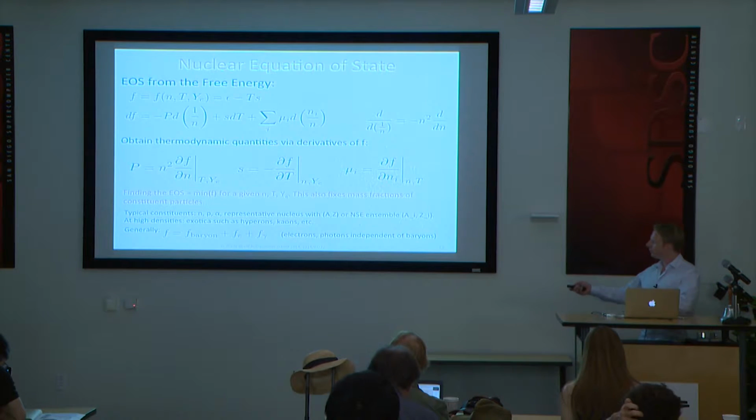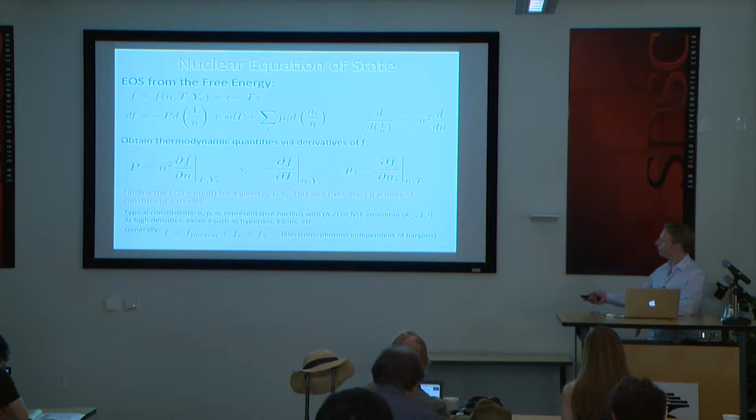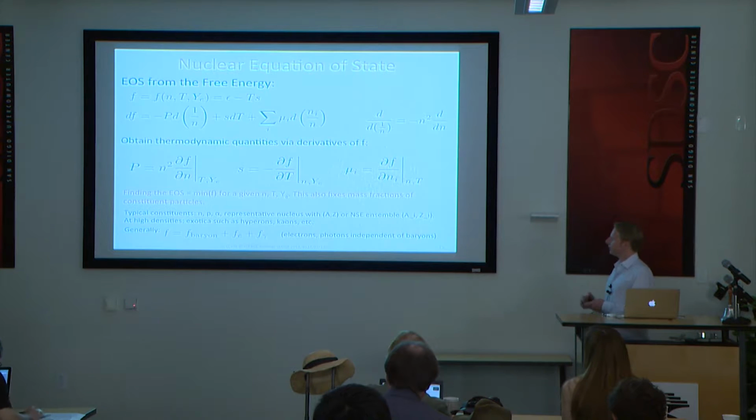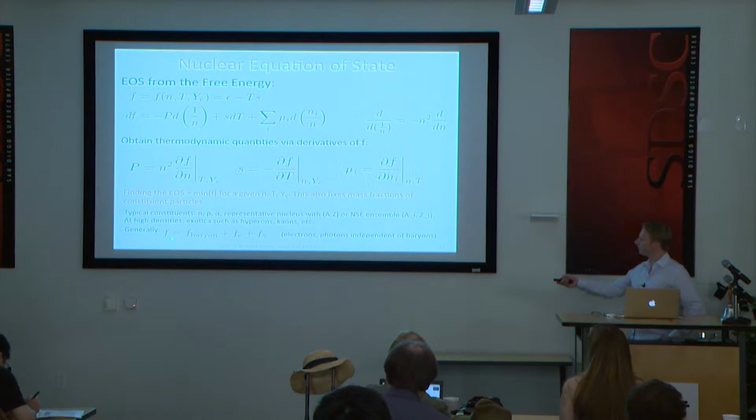around. But in general, we'll write our free energy as the sum of partial free energies, which is convenient. We don't need to include the electrons in our free energy because they just add to it, and we don't need to include the photons. So here we just worry about the baryons.